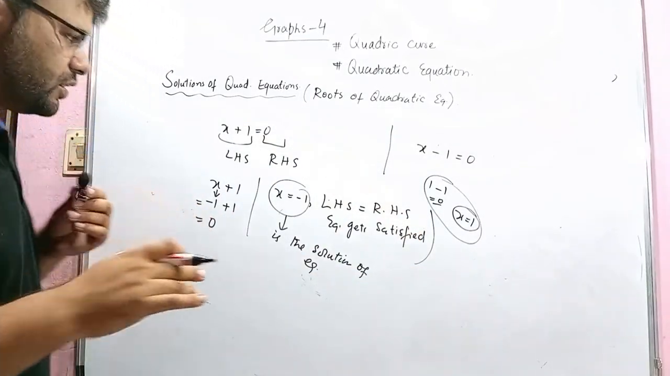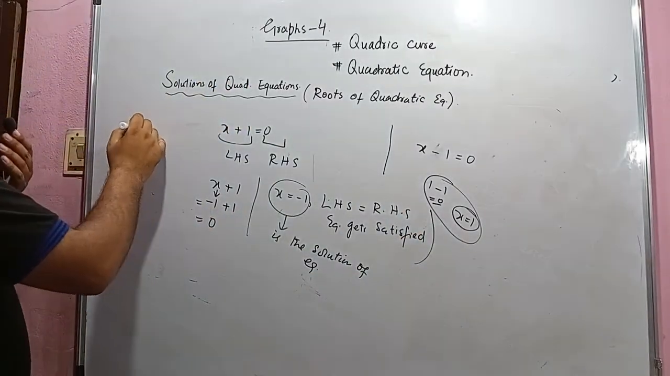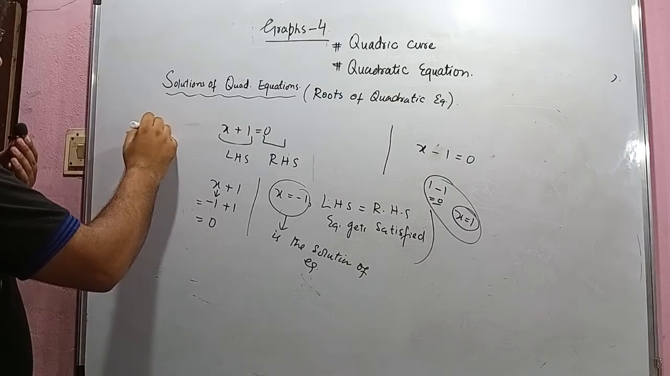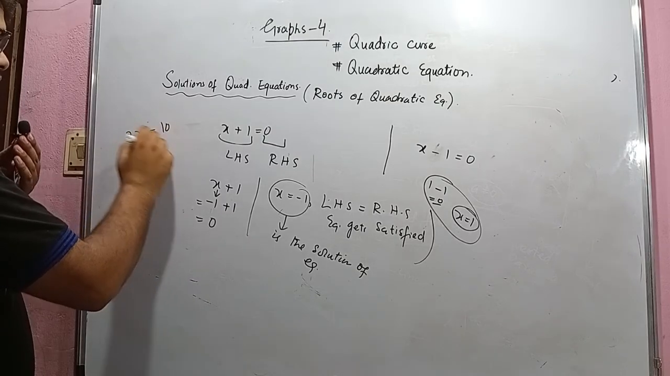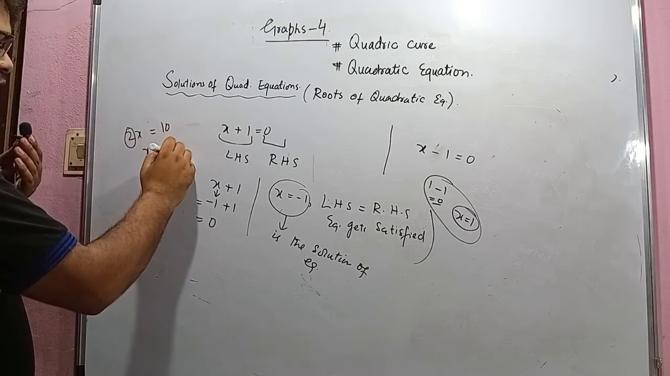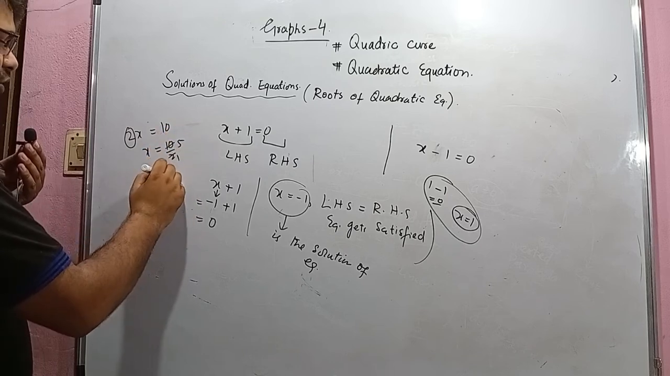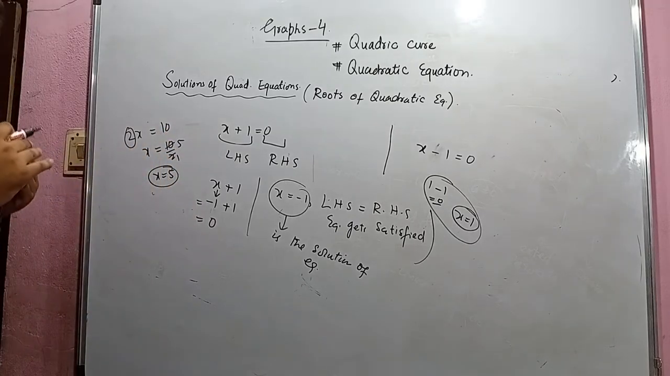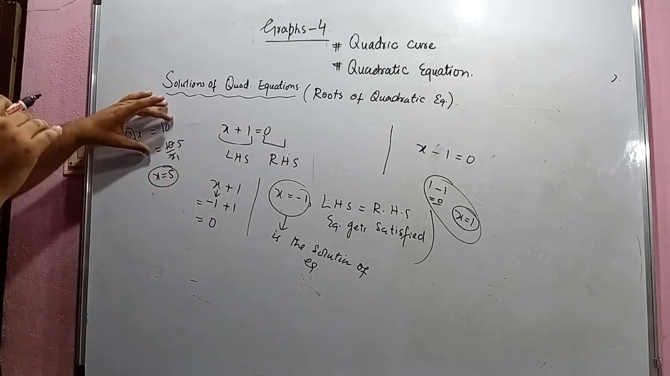You might have gone through the algebra. We solve for x, like we have 2x is equal to 10. That is x is equal to, we are transposing this, 10 divided by 2, 2 ones are 2, 2 fives are 10, so x is equal to 5. So what is this actually? x is equal to 5 is the solution of the given equation.